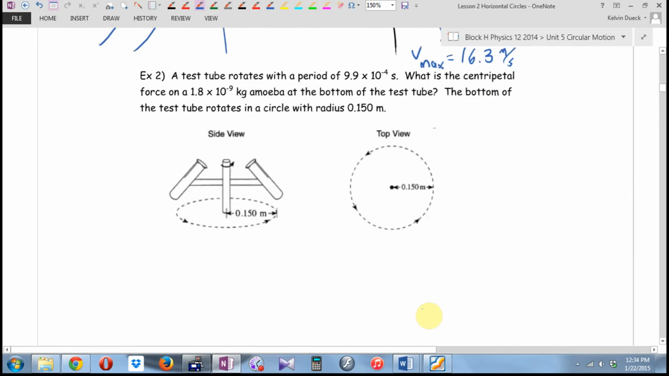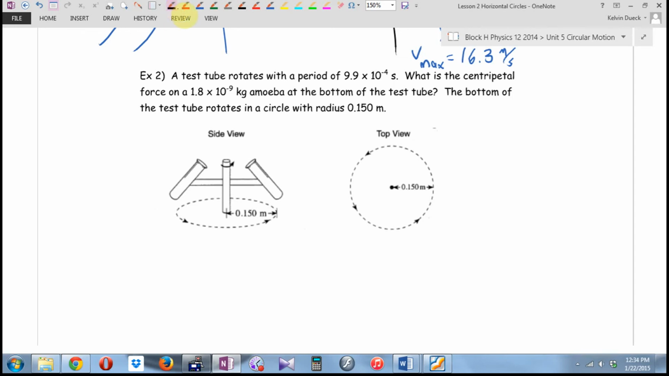Example 2. Oh, by the way, Ben, I like example 1, I like example 1. Good chance something like this. It's a nice application. It's a good use of circular and centripetal forces.